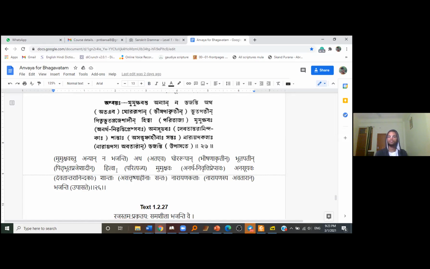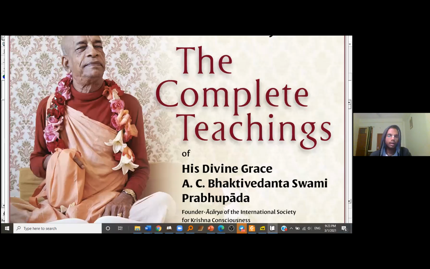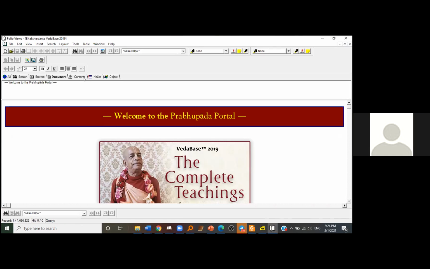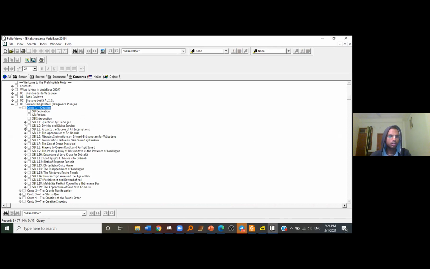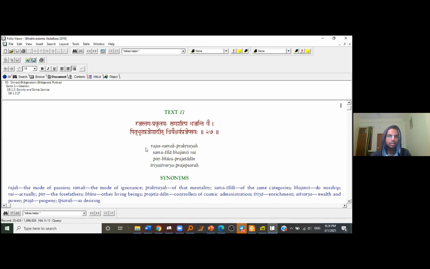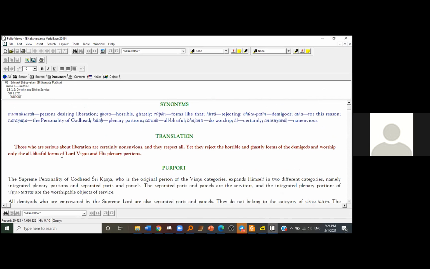Now here Ghora Rupan, what I understand, is a Visheshana for Bhutapatin. We can check Prabhupada's translation. This is 1.2.26. I think the ghastly forms of different demigods, he connects it to the next word, Bhutapati. That day I think we considered them two separate words, but I think it's a Visheshana. So those who are serious about liberation reject the horrible and ghastly forms of the demigods and worship. So yes, it's connected to the next word.